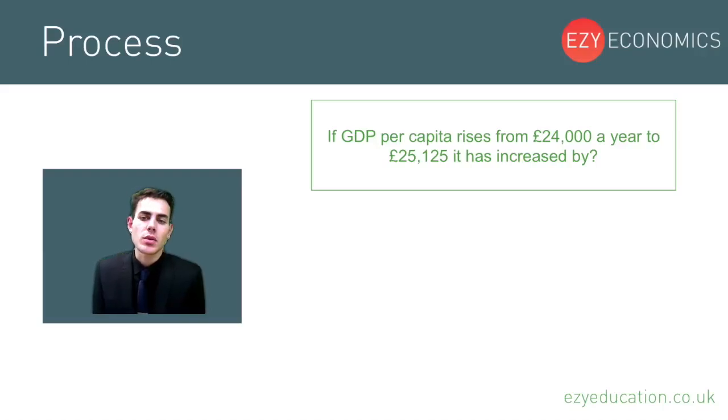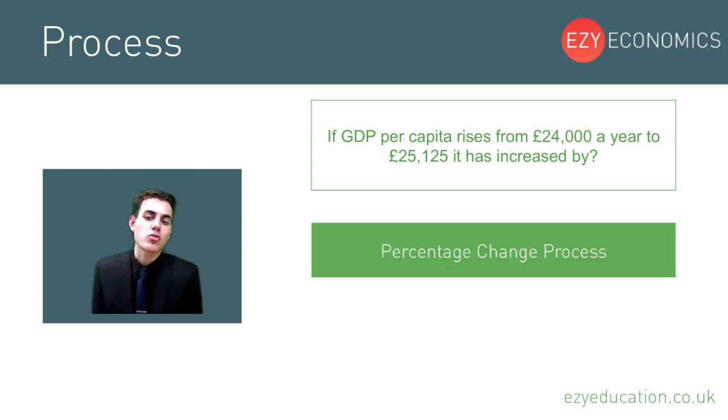Okay, so in this question we were told if GDP per capita has risen from £24,000 a year to £25,125 a year, it has increased by what? So this was a question that was asking us to calculate a percentage change, because that's the only way we can decipher whether or how much a value has increased from a previous year.